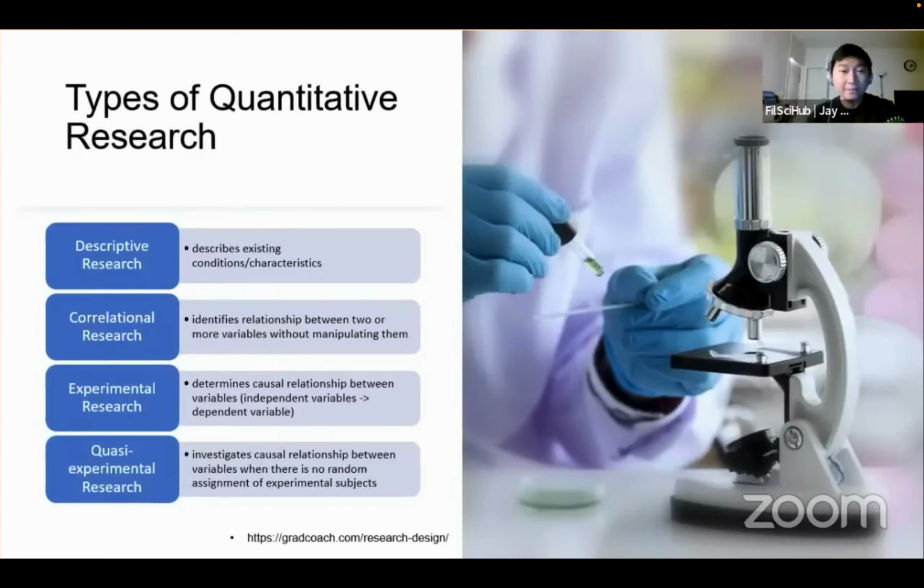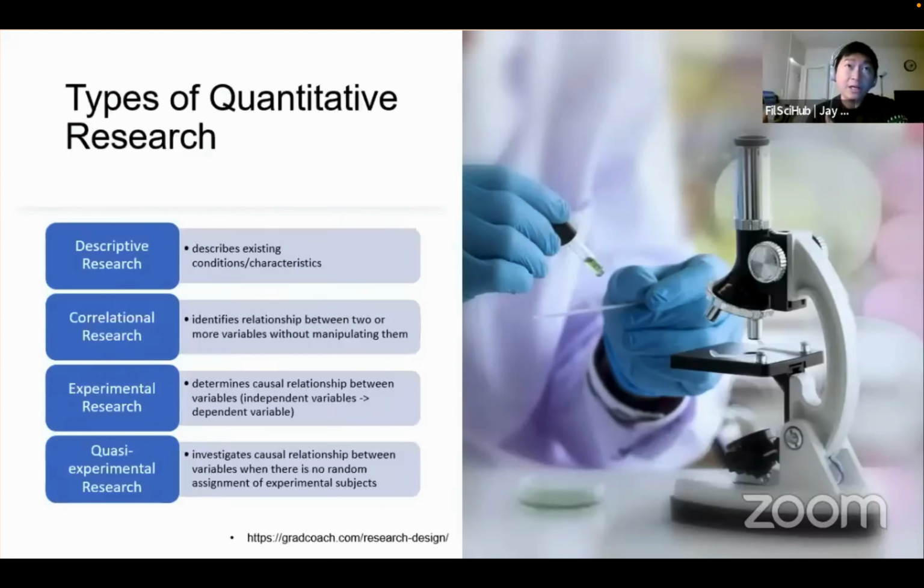So cause and effect is what we discuss here. You have independent variables which you manipulate or control, and you measure the outcome on the dependent variable. That's what we will discuss today. And there's also another type of quantitative research, the quasi-experimental research. It also investigates causal relationship, but there is no random assignment of the experimental subjects. This is the case when the subjects are pre-existing already.